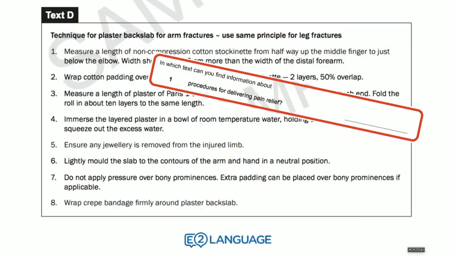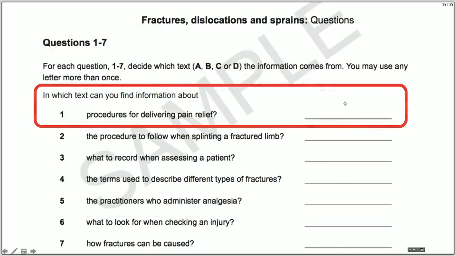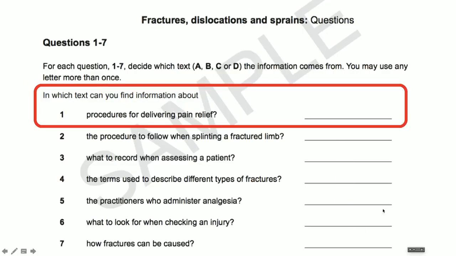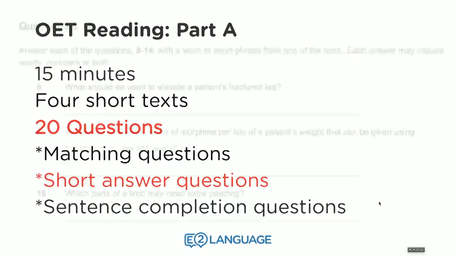Well, probably not. So what you're going to do on test day, as soon as you find out, aha, it's in text C, you just write the letter C there, okay? So you'll just go through and you'll be writing letters through here like this. That's how you answer questions 1 to 7, the matching questions. Let's look at the short answer questions.